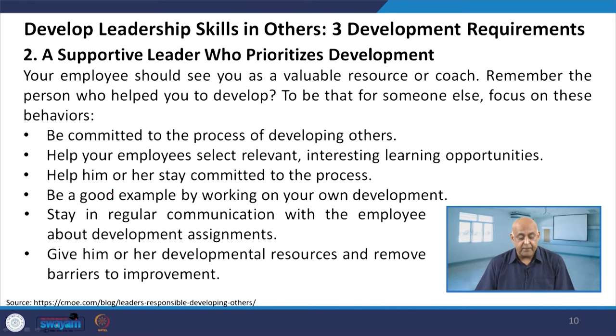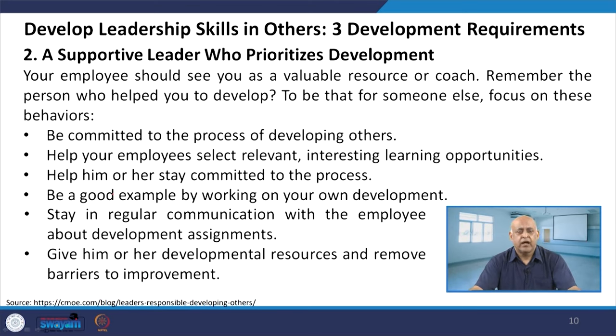Be a good example by working on your own development. Stay in regular communication with the employee about development assignments. Give him or her developmental resources and remove the barriers to improvement. Now, this is the supportive leader.